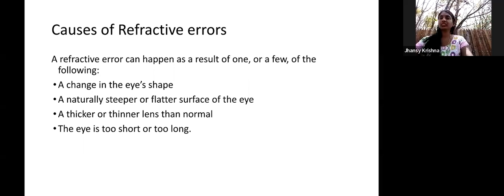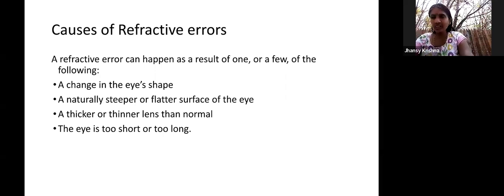Causes of refractive errors. Refractive errors can happen due to one, two or three of the following reasons. There is a change in eye shape. The eye is either short or long. If the eye is short, it results in hypermetropia. If the eye is long, it results in myopia.